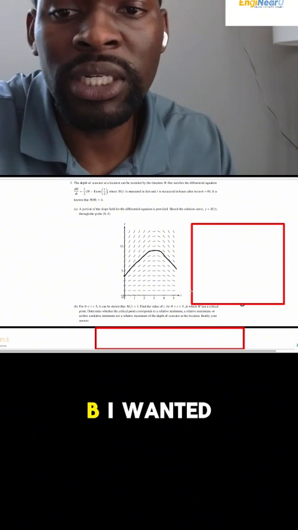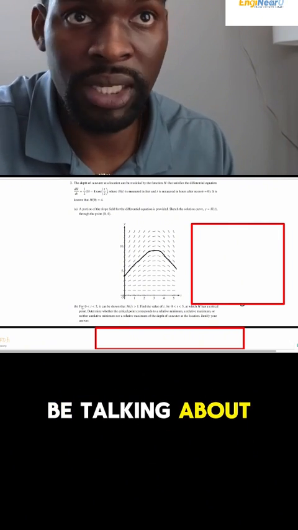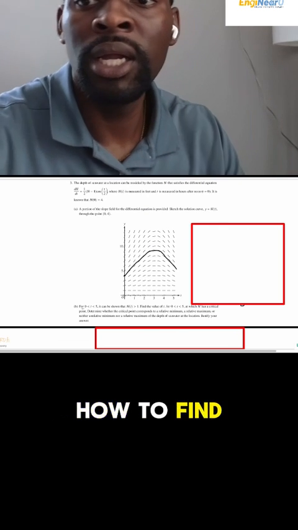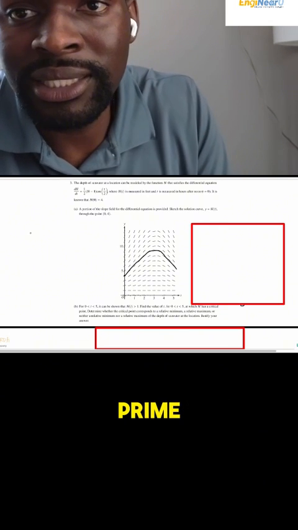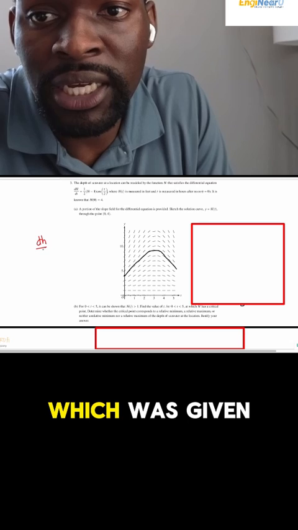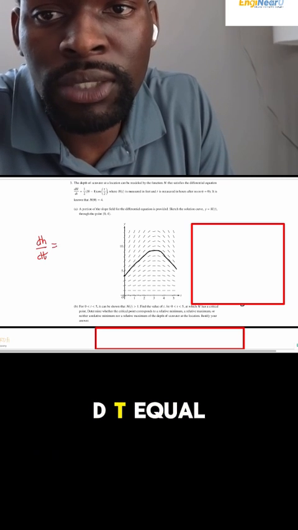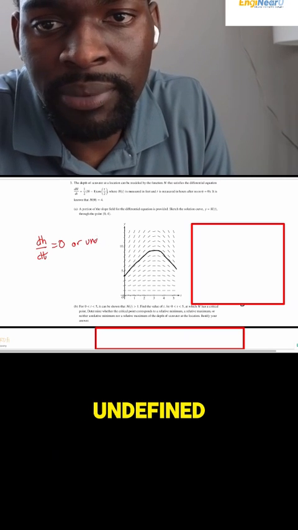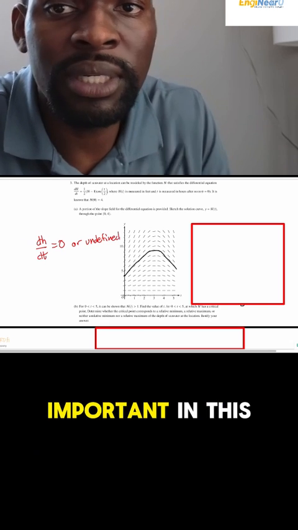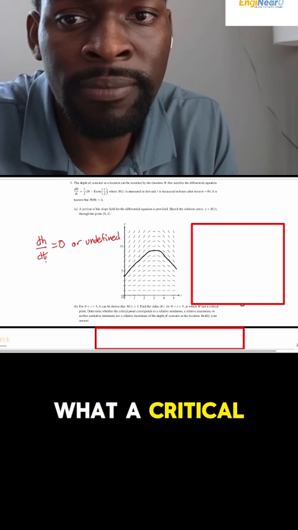Now, for part B, I wanted to jump in here because we're going to be talking about maxes and mins. We must understand, one, how to find a critical point. A critical point is when f prime, or in this example, our dh over dt, which was given here, is equal to 0 or undefined. Now, don't forget about that undefined piece, but it's not important in this problem because there are no fractions, but that is what a critical point is.